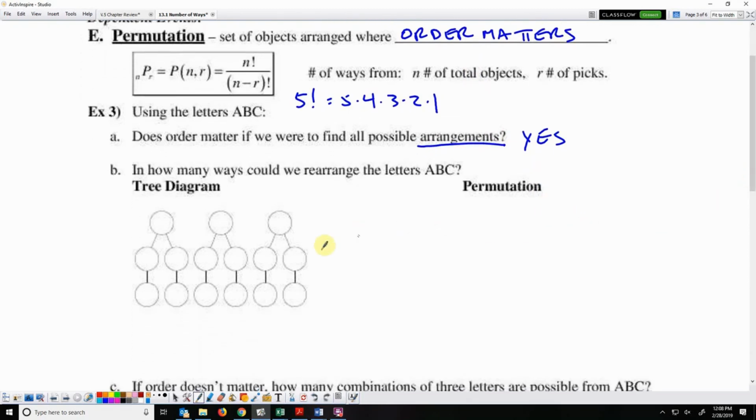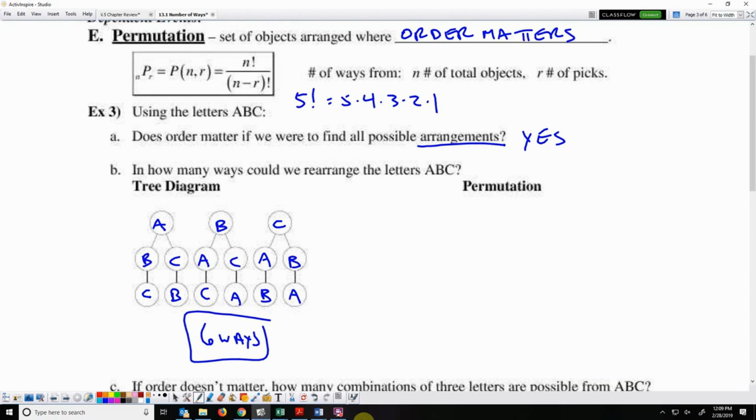Okay, so in a tree diagram, we could have A first, then B, then C. Or we could have A first, then C, then B. We could have B first, then AC, or then CA. We could have C first, then AB, or BA. 1, 2, 3, 4, 5, 6 different options. So there are 6 ways to arrange the letters A, B, and C.